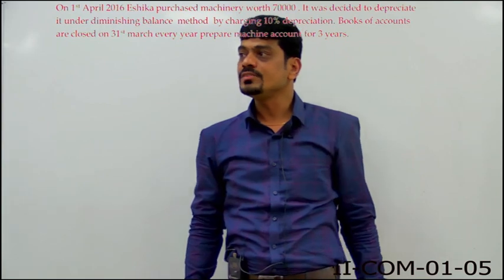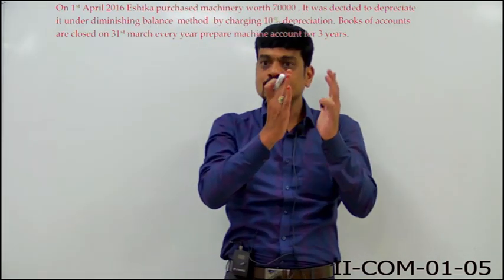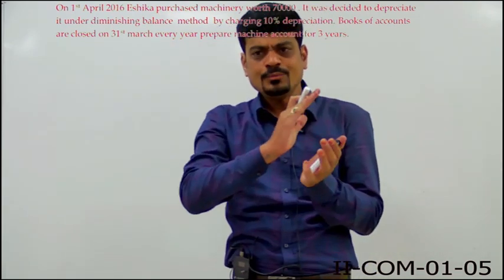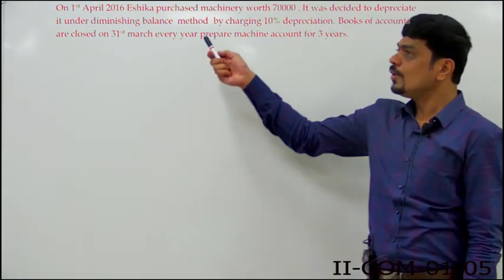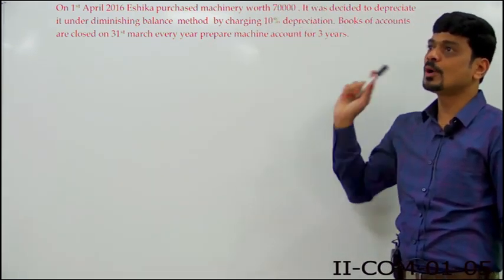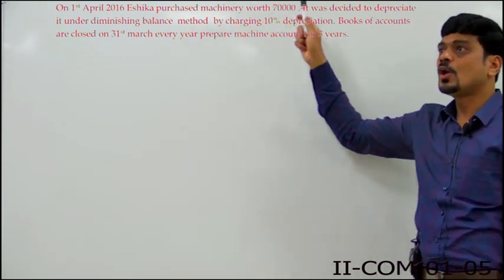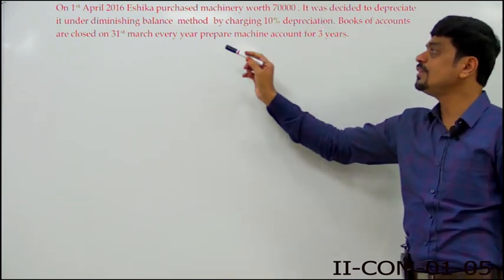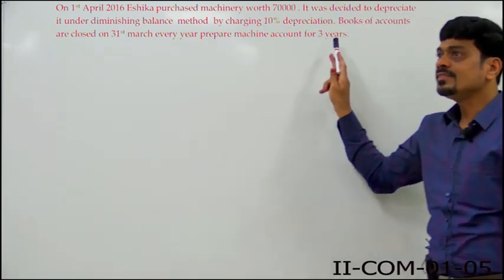So dear students, as I said, we are going to solve the problems. The same 3 problems that we did in the straight line method, those same pattern problems we are going to do under the diminishing balance method. Now if you see on the board, we have the problem. We bought the machine on 1st April for 70,000. The method of depreciation is diminishing balance method. Rate is 10%.